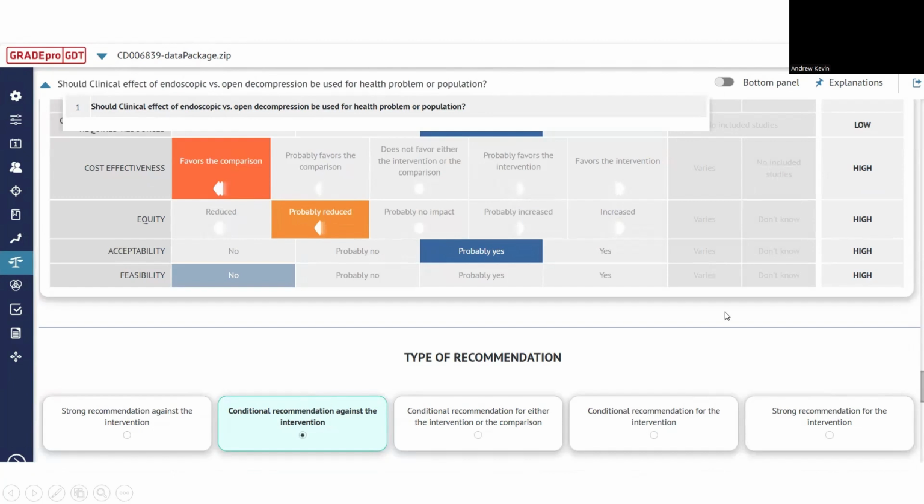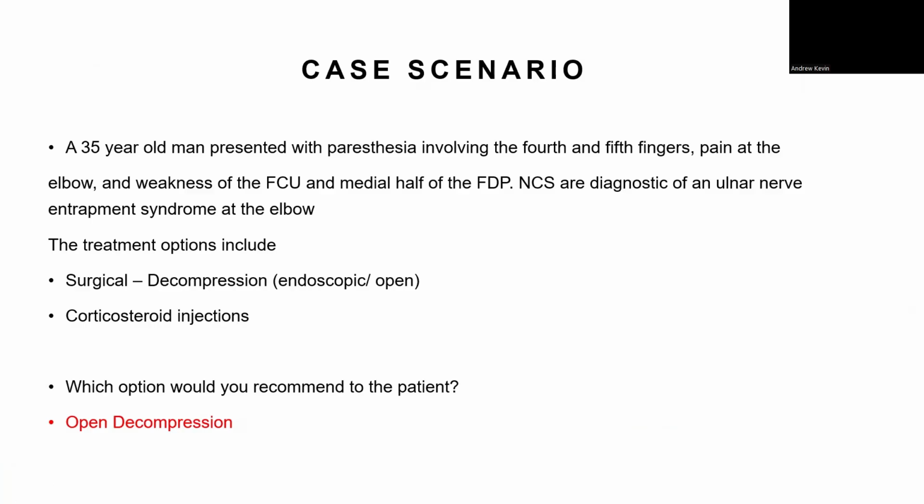Now, this table would then be presented to a panel of investigators who then vote on the certainty of the underlying evidence, and secondly, the strength of recommendation. So overall, based on the quality of the evidence and the GRADE assessment, I have given endoscopic decompression a conditional recommendation against the intervention, mainly because of the costs involved. Overall, because the harms were much more in the endoscopic decompression, we have decided on a conditional recommendation against endoscopic decompression, and we have favored open decompression.